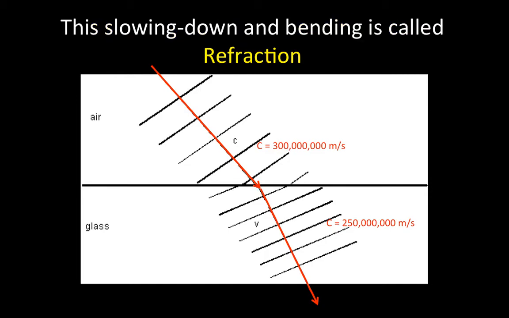And this bending of the light we call refraction. Most older telescopes, and you can still buy them today, that have lenses are called refraction telescopes because they're slowing down and bending, or refracting, the light. Most of the really nice telescopes in modern times are reflecting telescopes, so they have mirrors.